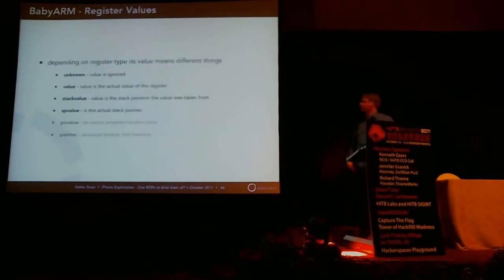And depending on what state the register is in, the value means something different. Of course, for an unknown value, it's just nothing, it's just ignored. For a value state, it means it's the actual value. For a stack value, it tells you what position this value was popped from the stack. For example, at position 8, register 3 was popped. This is the information in there. And of course, the stack pointer value type is just the value of the actual stack pointer. I start at 0, so it's not a real stack pointer, it's just starting at 0.